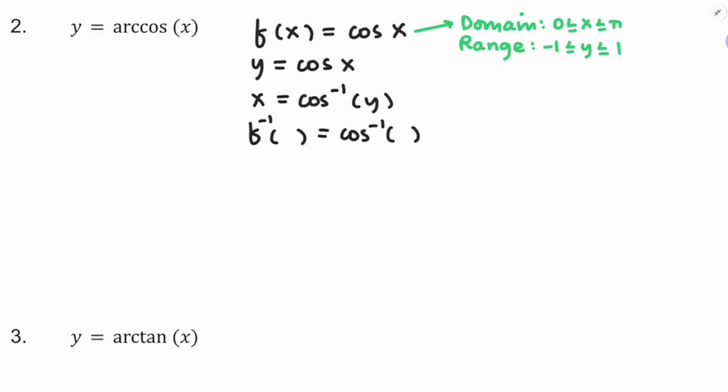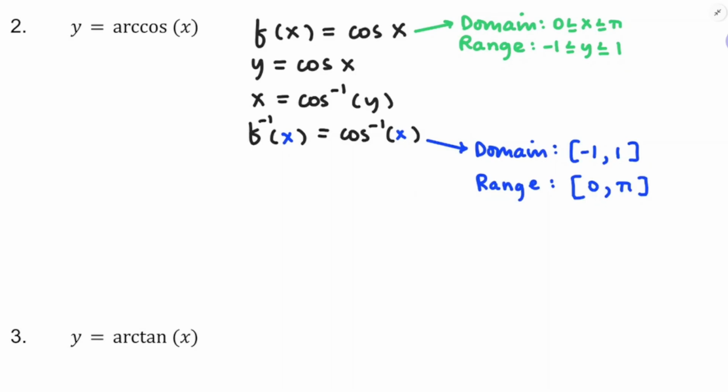But I could just plug in x there, and then think about switching the domain and range of the original function to get the domain and range of the inverse function. So the domain and range of inverse cosine are going to be negative 1 to 1, and 0 to pi. But that range being 0 to pi, to me, means I'm going to be expecting to see all of the graph above the x-axis, all positive y values on the graph of y equals arc cosine x.